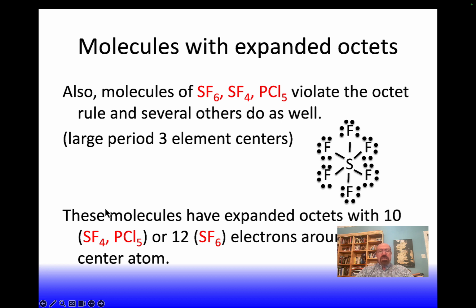Now, these 3 molecules have expanded octets. So sulfur tetrafluoride and phosphorus pentachloride have 10 electrons around the center atom. The sulfur hexafluoride has 12 electrons around the center atom. So these are exceptions that have more than an octet.